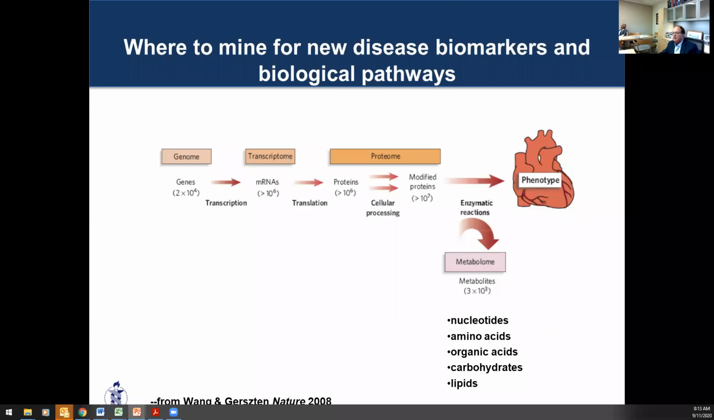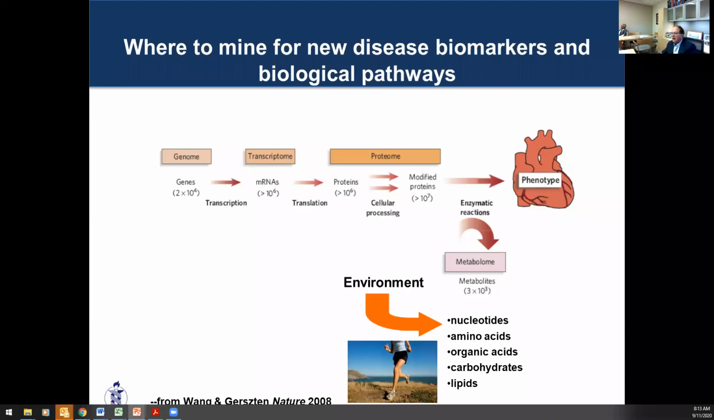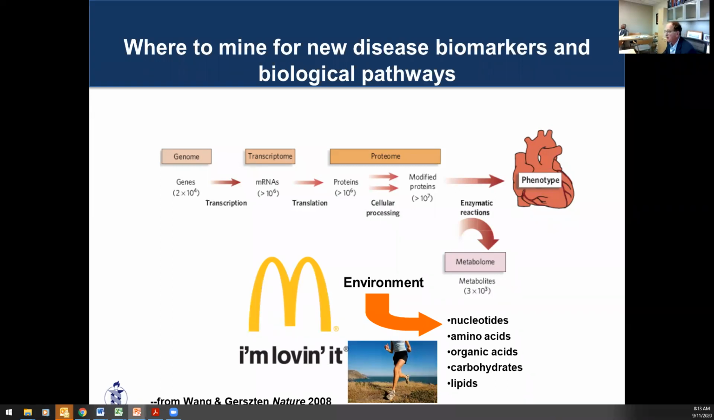And because, as many of you have seen this slide before, it integrates environmental cues, diet, exercise, et cetera, it might be particularly important for disease biomarkers. And now we're integrating all that information. So that was maybe 10 years ago.